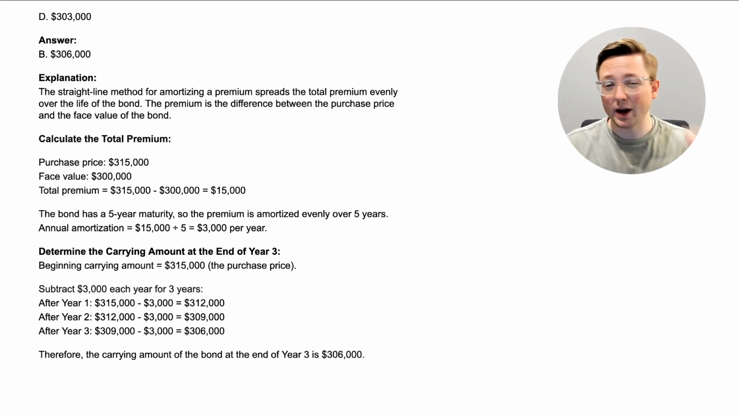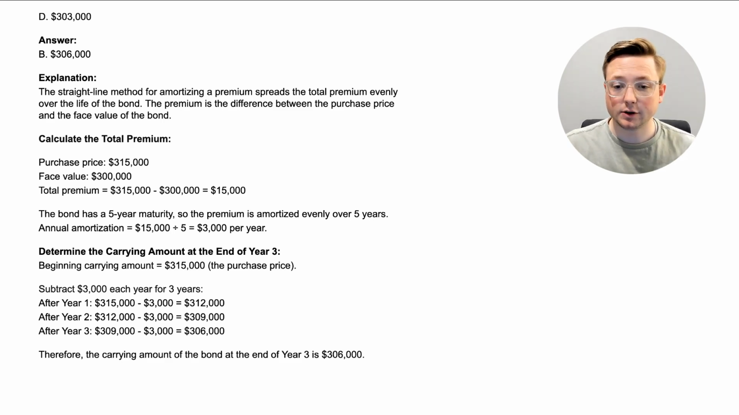The straight line method is way easier. Probably it's more likely that you won't see something like this on the exam because, again, it's very easy. I wanted to make sure you know it exists though, just in case, but most of the time you'll probably be using the effective interest rate method. The straight line method for amortizing a premium, or a discount by the way, spreads the total premium evenly over the life of the bond.